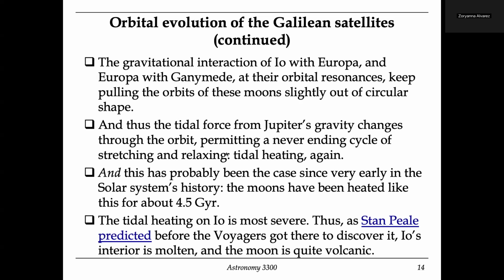So that pulls it out of their shape, and of course that changes these bodies dramatically, right? This has probably been the case since the beginning of the solar system. Io has been heated like this for 4.5 billion years. So I would like for you to just sit at home. You can calculate this if you want, and think about how big Io was originally. You understand the question?